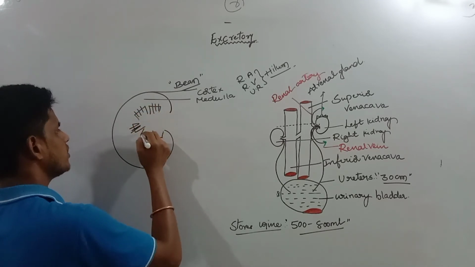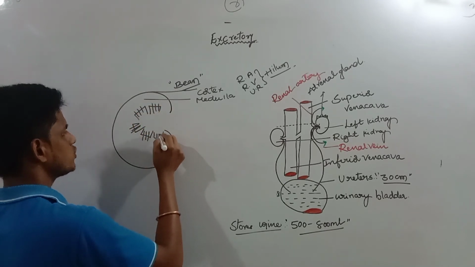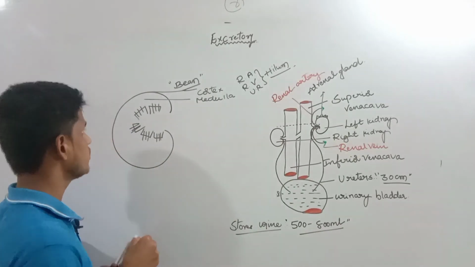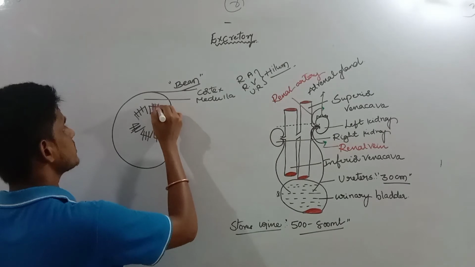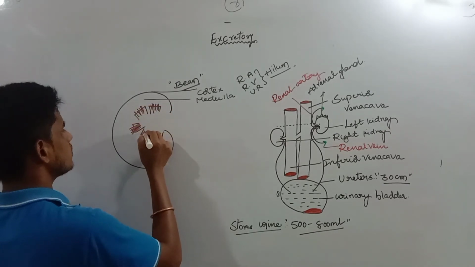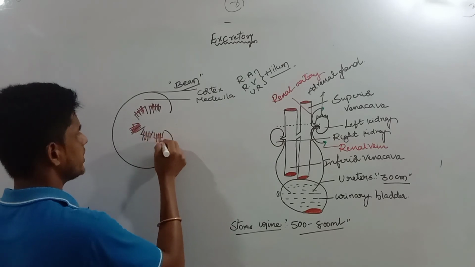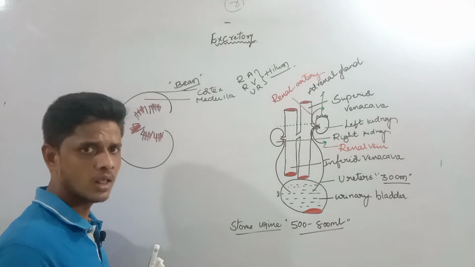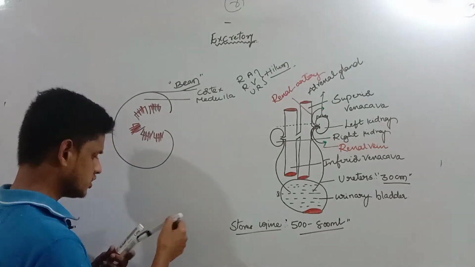The other name for uriniferous tubules is nephrons. There are 1.3 to 1.8 million nephrons in each kidney.